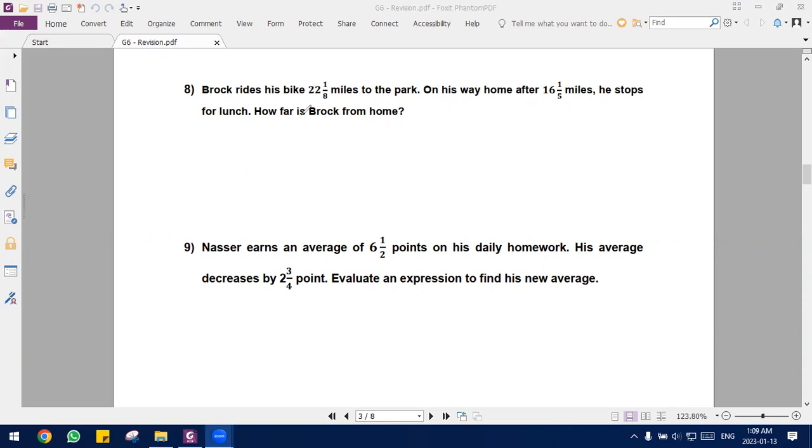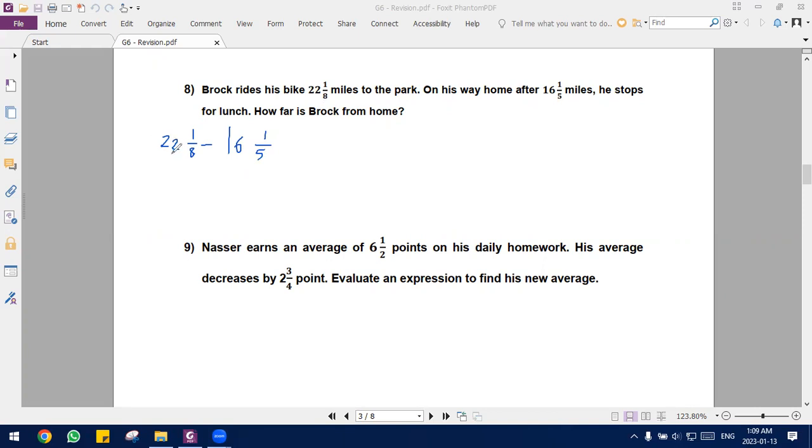So 22 and 1/8 minus 16 and 1/5. Now here we have mixed numbers. We can't subtract them easily, it's hard. So what should we do here? We should convert them and make them improper fractions.